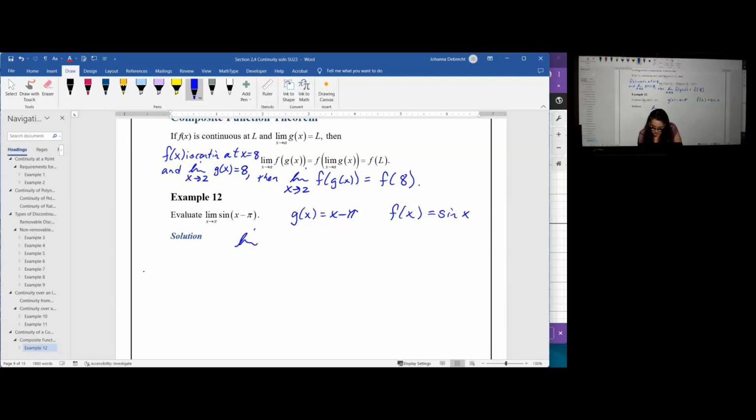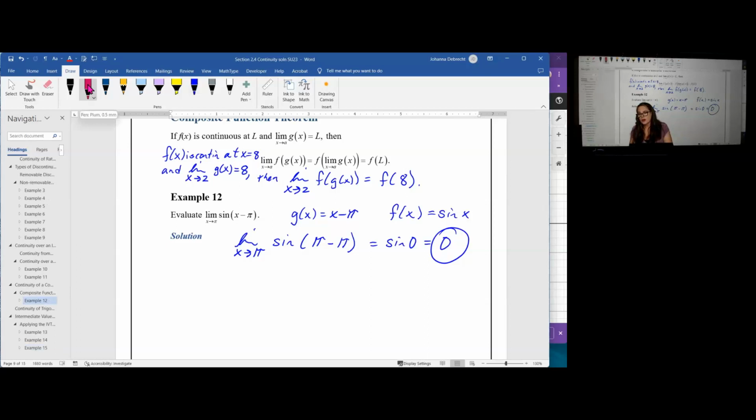In other words, we do what we've been doing. We just keep substituting the value in. This works because sine is continuous and the inside limit does exist. And this will give me sine of 0, which equals 0 for my solution.